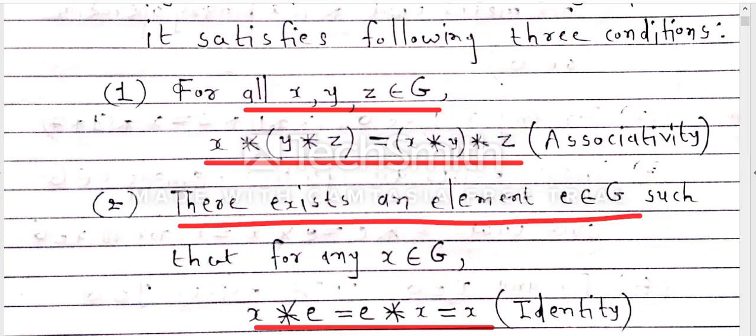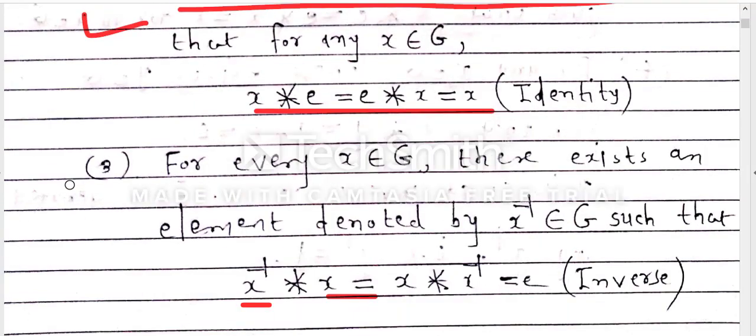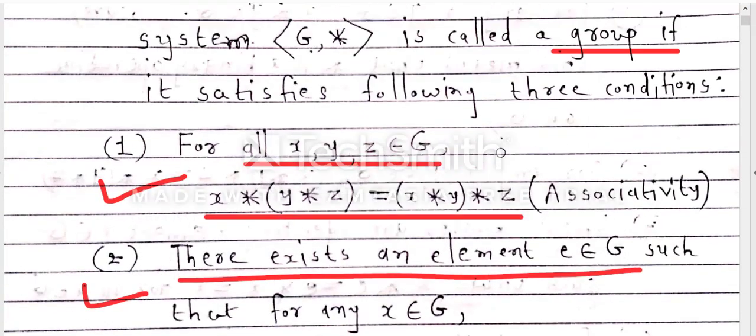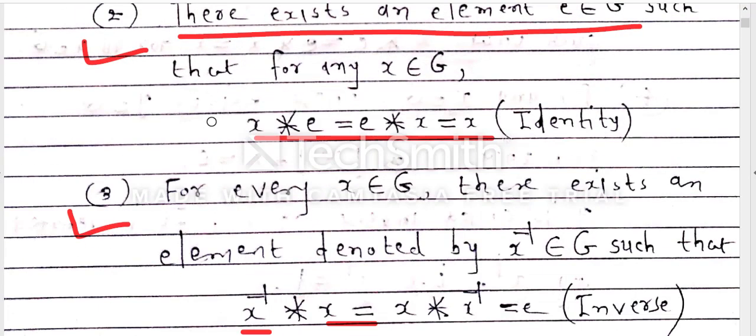Okay, we have discussed the definition of semigroup and monoid. So you can see for semigroup we require only the first condition along with binary operation. For monoid we require one more condition, existence of identity element, and for group we require the existence of inverse element. So every group is a semigroup as well as a monoid, but every monoid is not a group, and each semigroup is not a group.